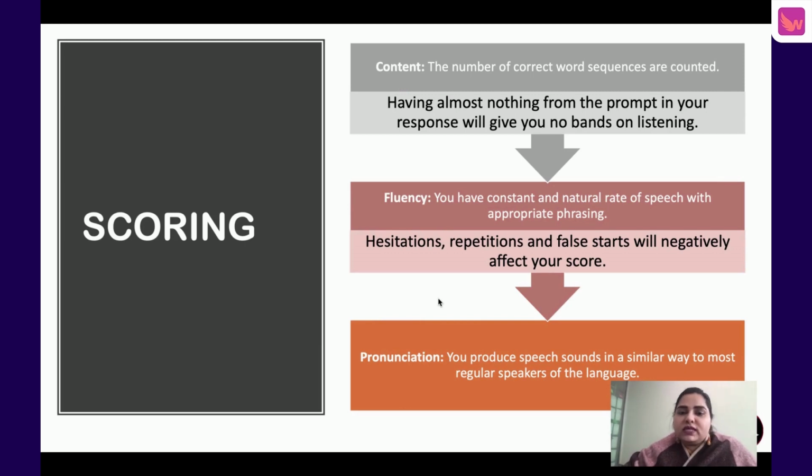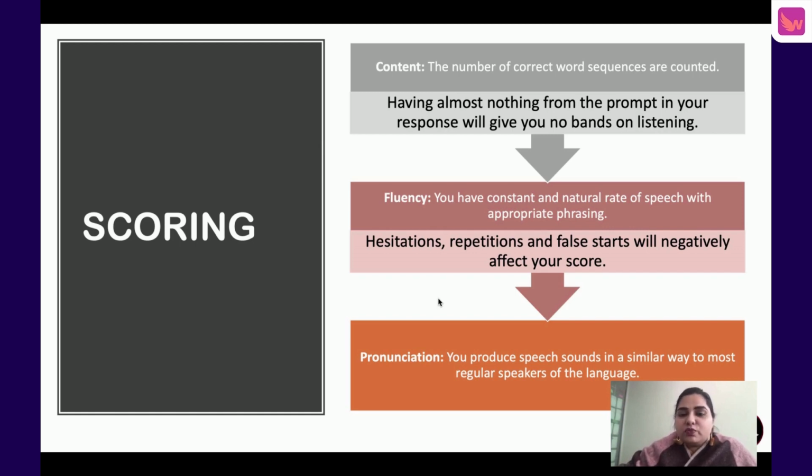So for fluency, you have to have a constant and natural rate of speech with appropriate phrasing. That simply means if you started your read aloud quite fast, you have to make sure your read alouds have the same speed, because if you slow down on your repeat sentences, the computer will notice this change in speed and might mark you less on your fluency. Hesitations, repetitions, and false starts will negatively affect your score, so be careful.